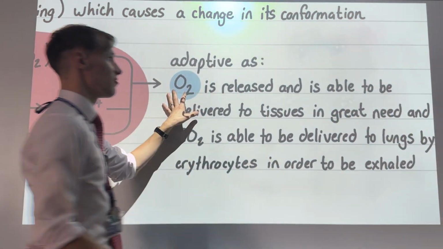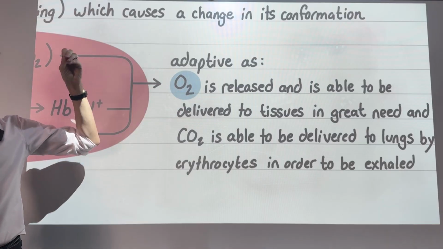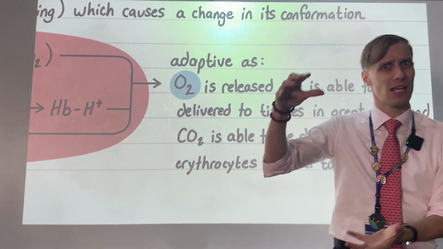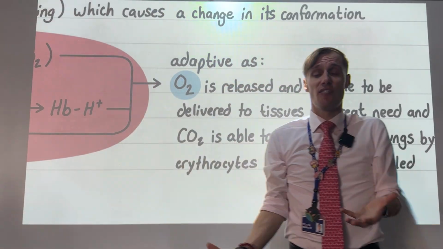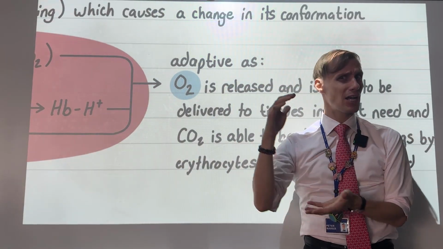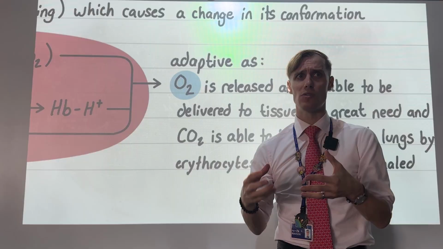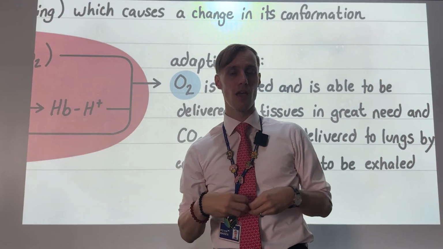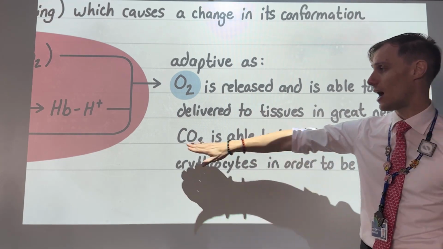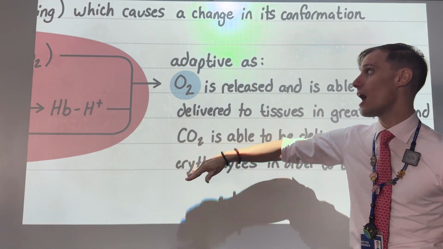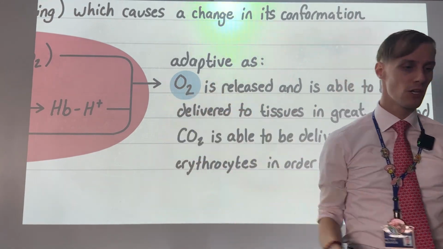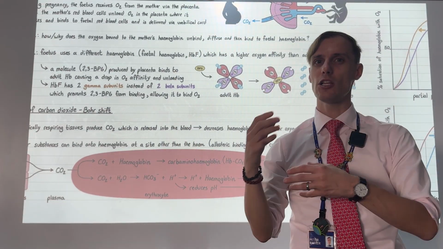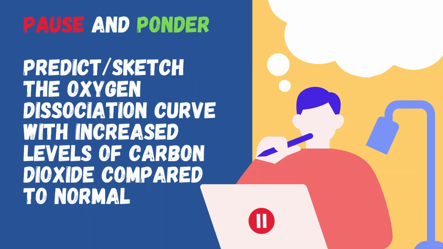So taken all together, why is this actually adaptive? Well, this is adaptive because any oxygen is going to be released and delivered wherever carbon dioxide is really, really high. In effect, any area that has high carbon dioxide are going to be tissues that are respiring a lot and thus are going to need a lot of oxygen. Therefore, any area that has high CO2 is going to have high oxygen offloading. So let's again take a look at our oxygen dissociation curve and take a look at the role of carbon dioxide.